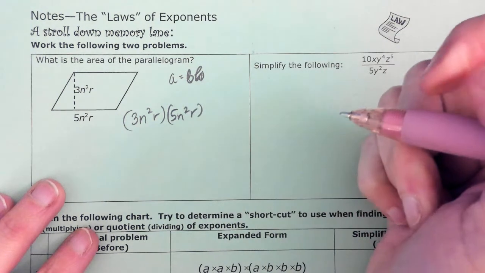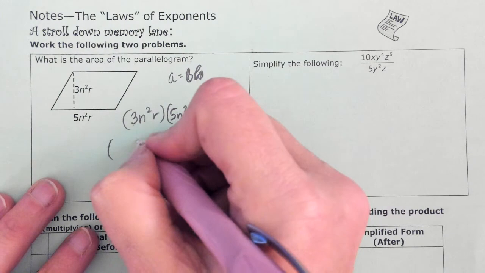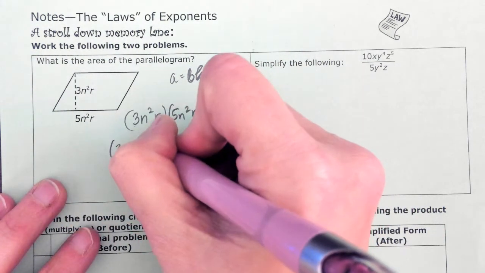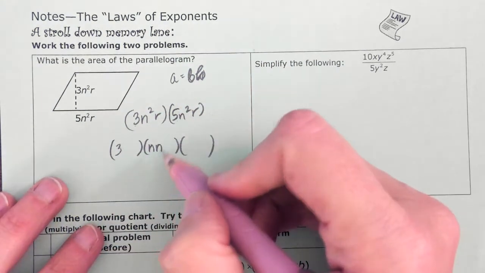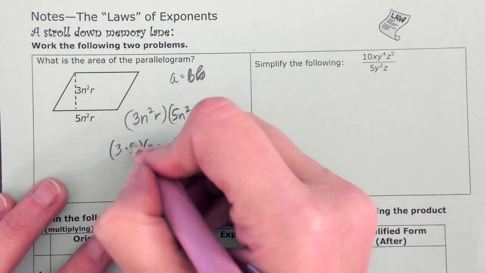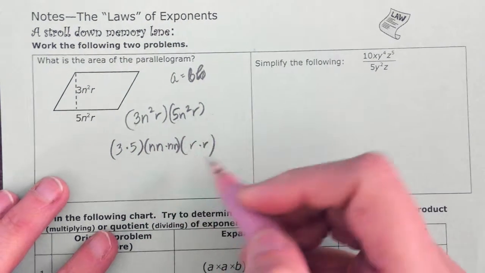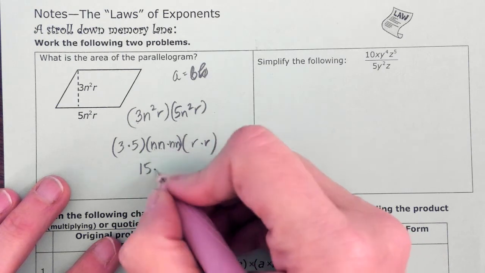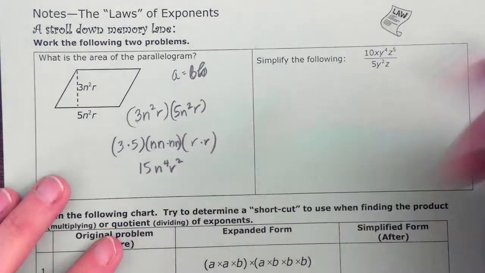So 3n squared r times 5n squared r. To combine that, I would make a group for each of these different things. So I have numbers, n's, and r's. I'd have 3, and then I would expand those: instead of writing n squared, I'd write nn. And then I have an r over here. I would do the same thing here, times 5 times nn times r. Then I would combine them together. 3 times 5 is 15, n is n to the 4th, r is r squared. So that's how I would multiply that.